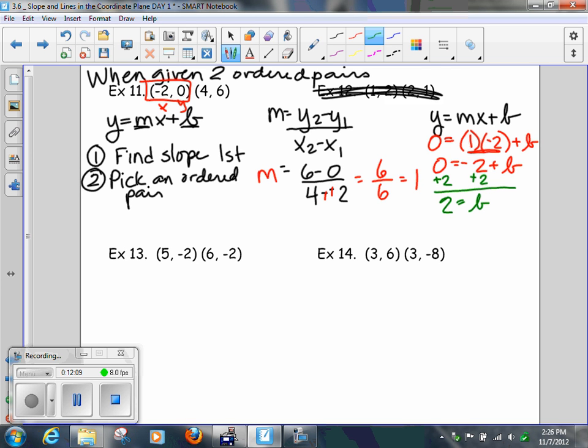You guys with me? Do I have enough information now to plug into my equation and write a linear equation? Yep. All right. So I've got y equals, what's my m? 1. We found it. x plus who? 2. And Daniel, you said the best way to write that is y equals x plus 2. Either one of those is acceptable, because they mean the same thing.